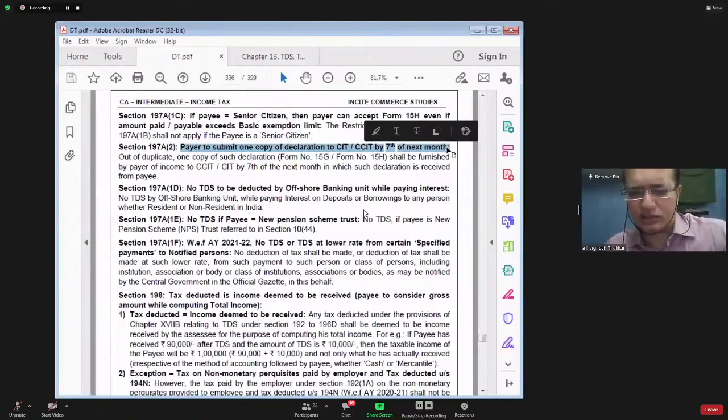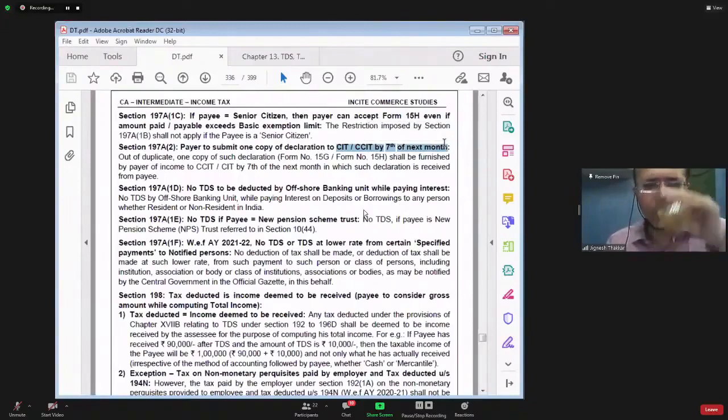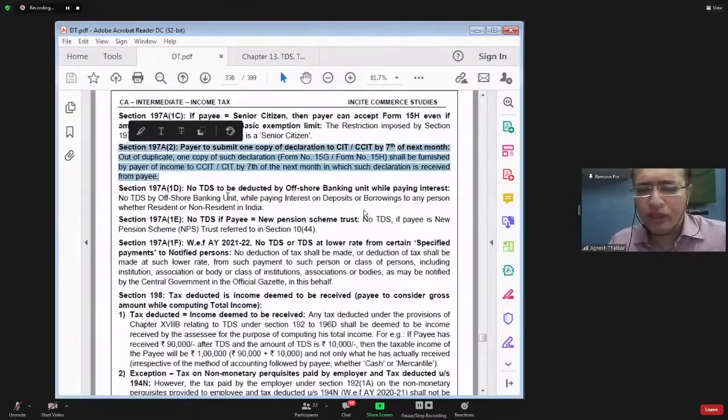Say for example, Sarvana has submitted form number 15H to the bank, and Sarvana is asking the bank to stop deducting TDS. This form number 15H was submitted in the month of September. Then the payer bank should submit one copy of this form number 15H to the office of CIT or CCIT by 7th of next month, that is 7th of October. They have received the form 15G, form 15H copy in the month of September, so the payer should submit one copy of that declaration to the office of CCIT or CIT by 7th of October.